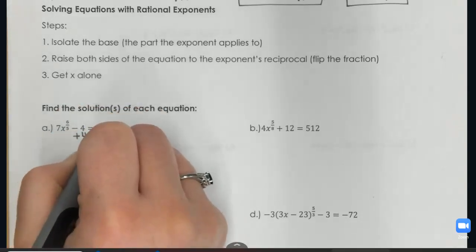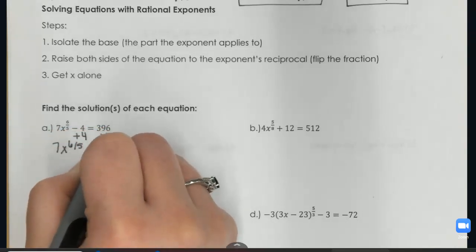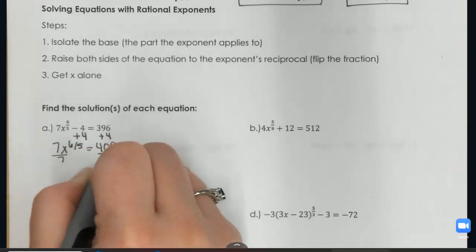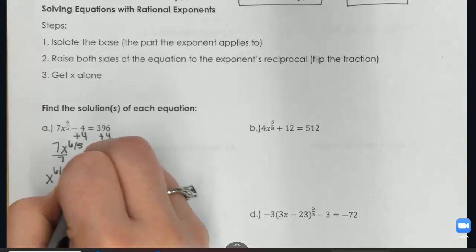So, starting on A, I need to get x alone, so the first thing I'm going to do is add 4 to both sides. So that will be equal to 400. Then I can divide everything by 7. Now 400 is not going to evenly divide by 7, so I'm going to leave it as a fraction.